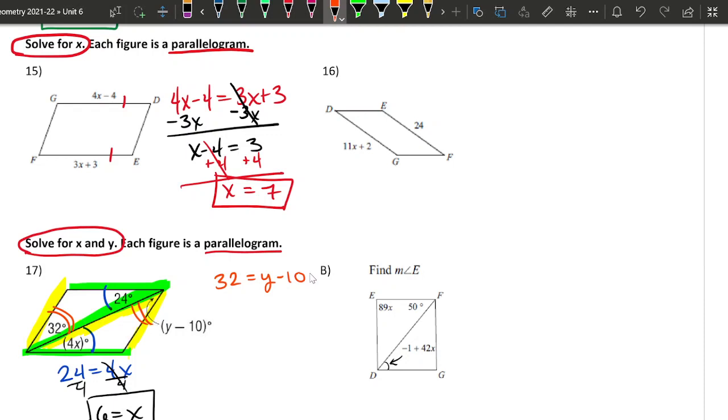Yes, alternate interior angles are congruent. And then again, this is a pretty easy one to solve. All I have to do here is add 10 to get y by itself. So 42 equals y.